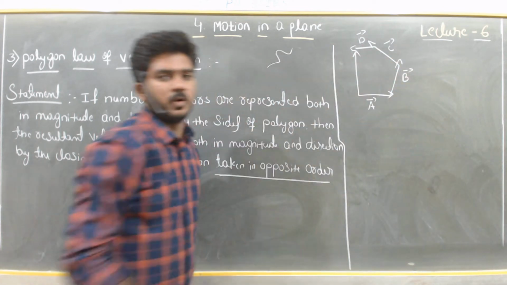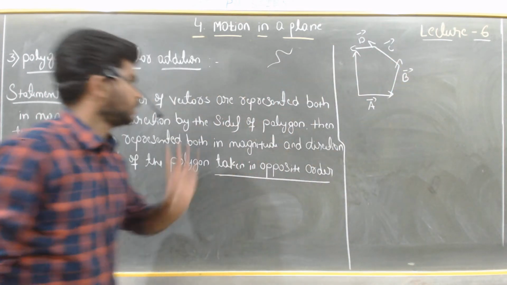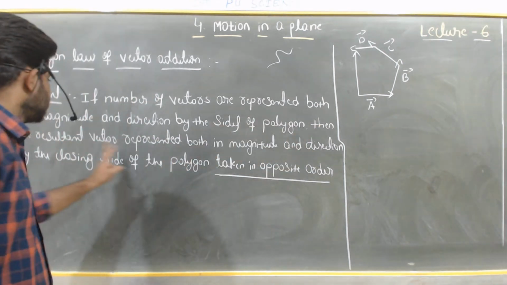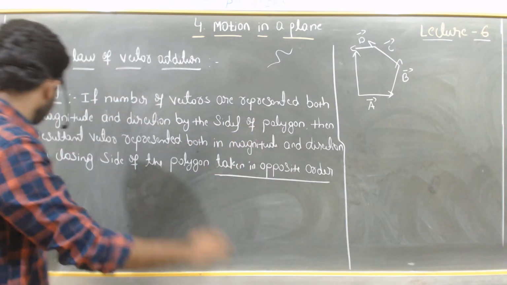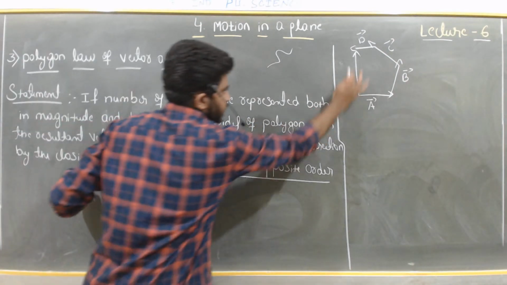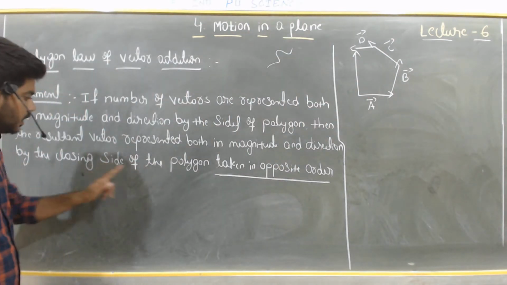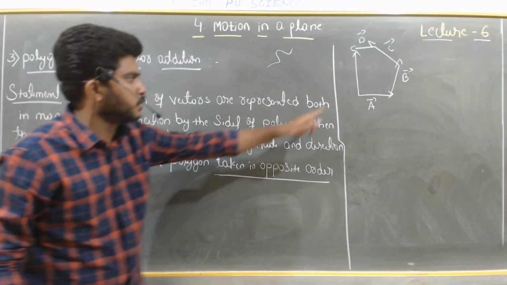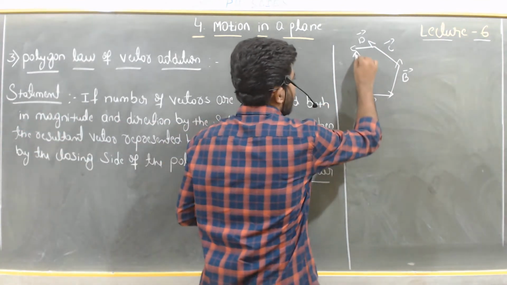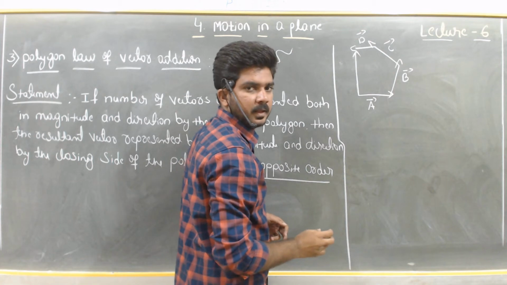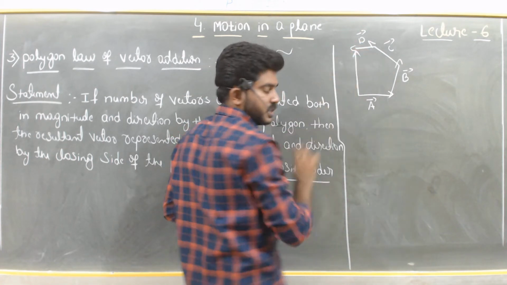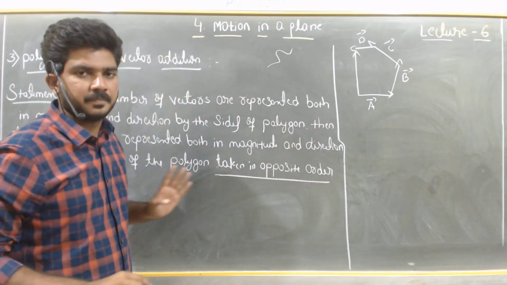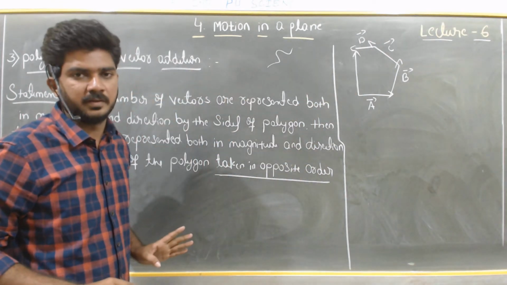We have taken in the same order. See, the law says that only. Then the resultant vector is represented both in magnitude and direction by the closing side. Yes, this is the closing side of the polygon taken in the opposite order. Yes, I have taken in opposite order, right? So if I take in the same order like this, that should not be this law. That should be in opposite order, right?